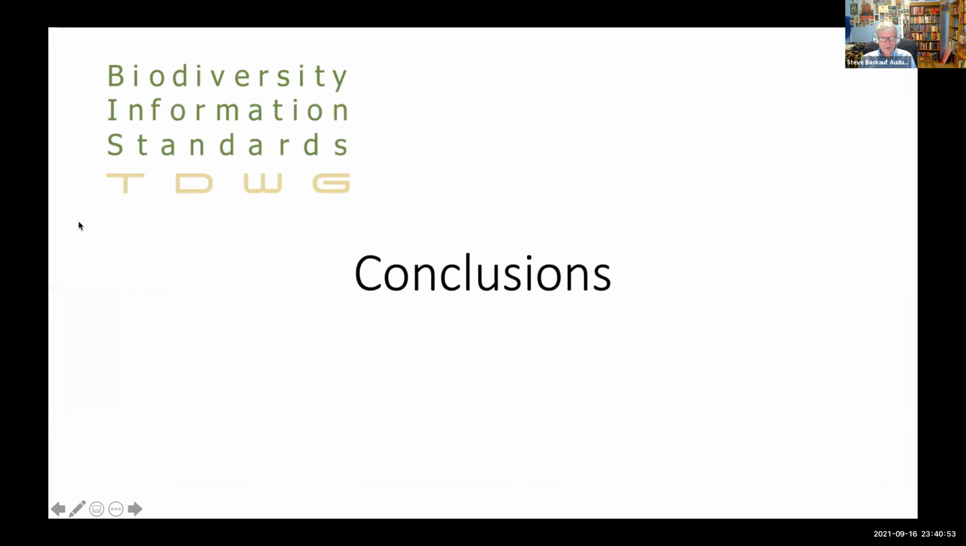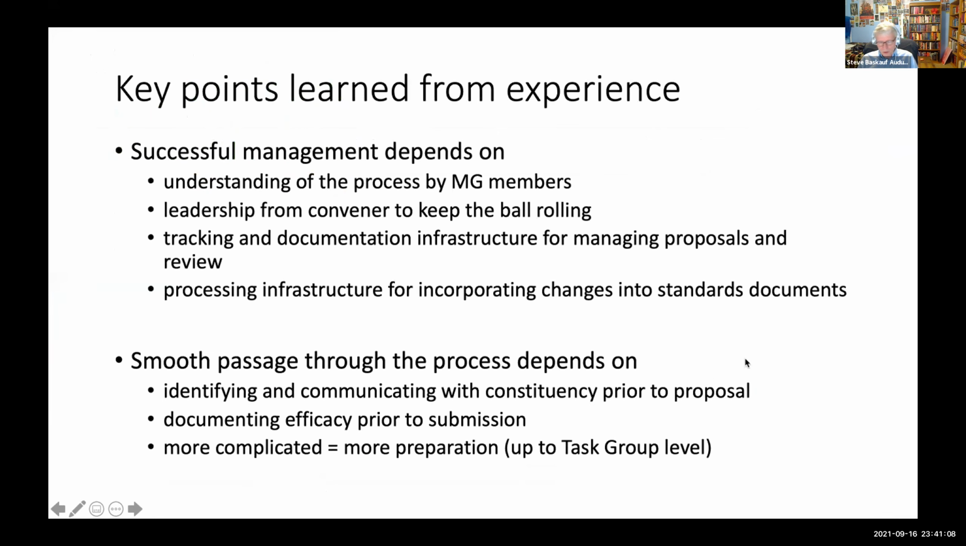So those are just a few examples, and I will wrap things up here with some conclusions of what I think we've learned from a number of years now of trying to implement this process. One of the things is that in order for this process to work successfully, the maintenance group members have to understand how the process works. It also requires leadership from the convener to really keep the ball rolling. That's really who it falls upon to keep these steps moving forward.